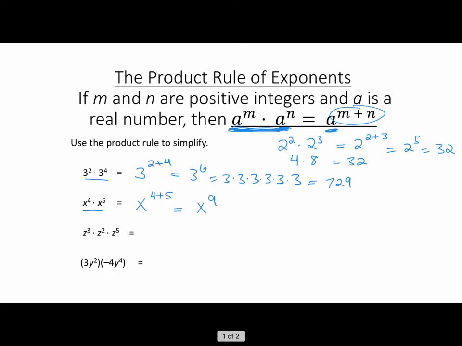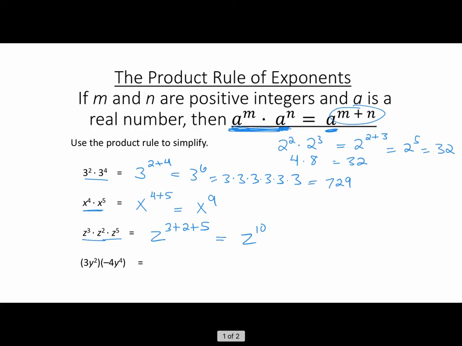It's variable. Our third example, we're multiplying the same base, z, and whether we do it 2 times, 3 times, 4 times, however many times you multiply base z, we can still use this product rule. So keep that base and add the exponents together. 3 plus 2 plus 5. So that's 5 plus 5, which is 10.